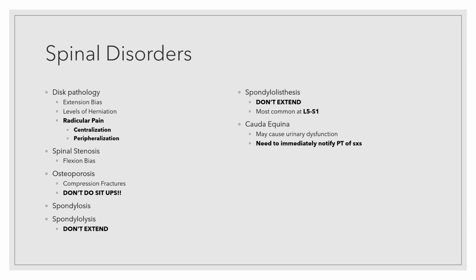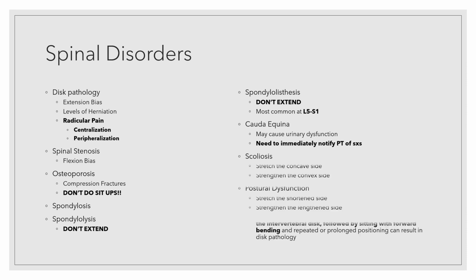And if a patient with spinal impairment or spinal dysfunction presents with complaints of any kind of bowel or bladder dysfunction, more specifically urinary dysfunction, but it can be bowel or bladder, or new onset numbness or tingling in the groin or saddle region, we're going to immediately notify the PT of those symptoms, because that means that the patient is at risk for something having impinged upon the cauda equina or caused a cauda equina syndrome.